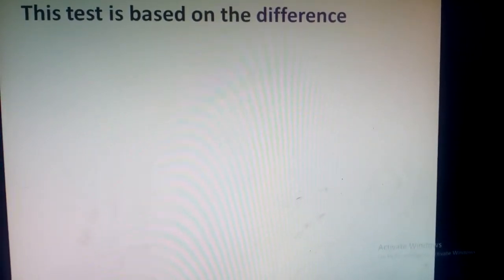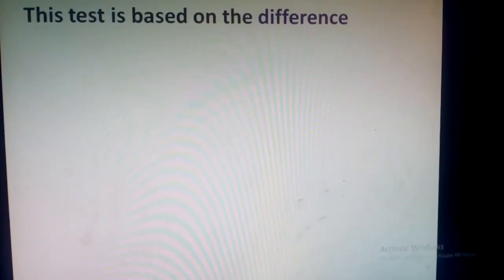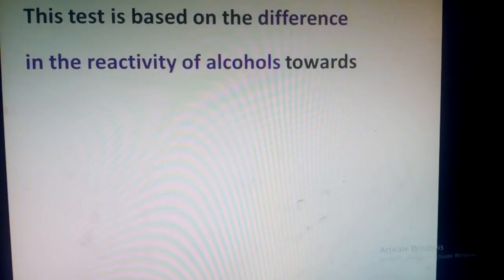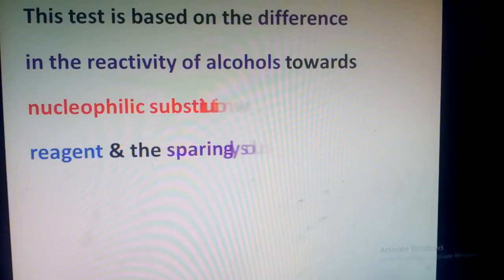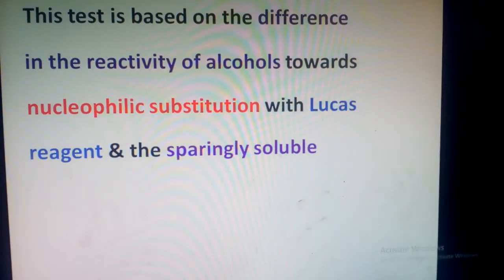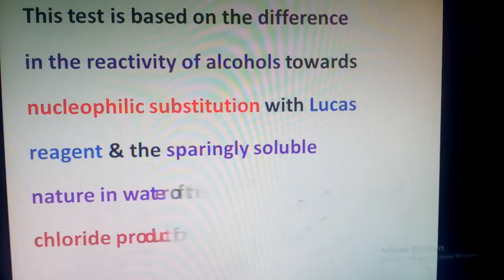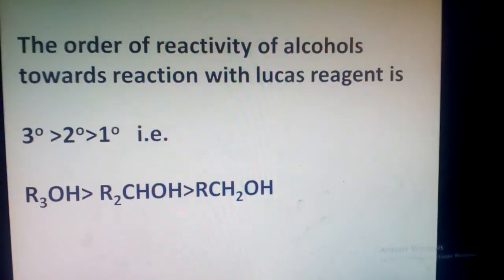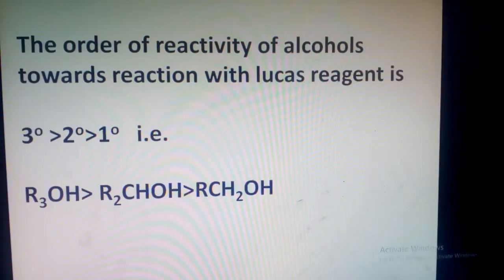Here the product formed will be from alcohol changing to alkyl halide, and we know alkyl halides are sparingly soluble in water, so it will produce a turbidity in the solution, and the time taken for this turbidity to appear will help to know whether it is tertiary, secondary or primary alcohol. The order of reactivity of different alcohols with Lucas reagent is tertiary fastest, secondary slow, primary slowest.